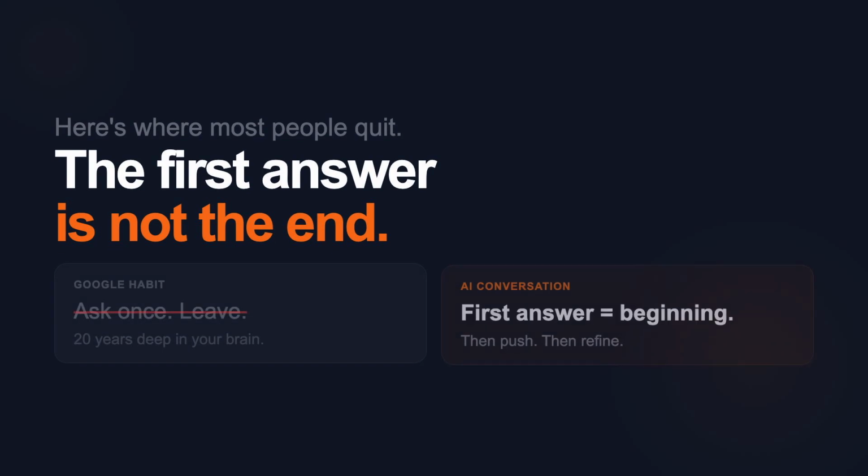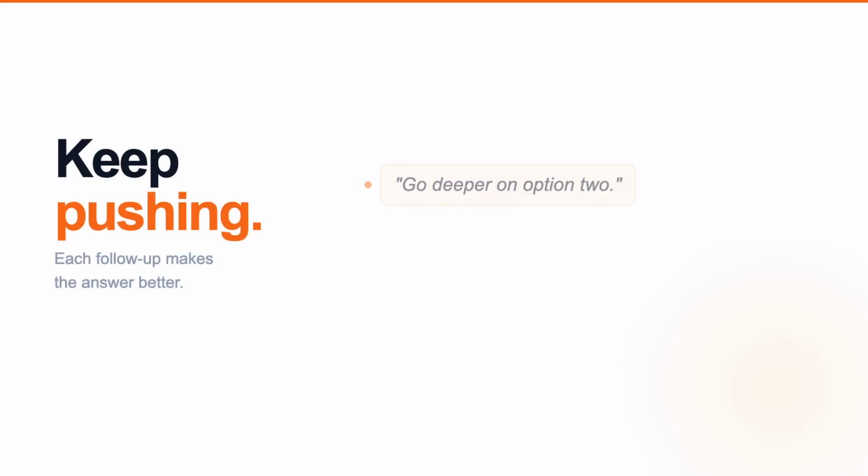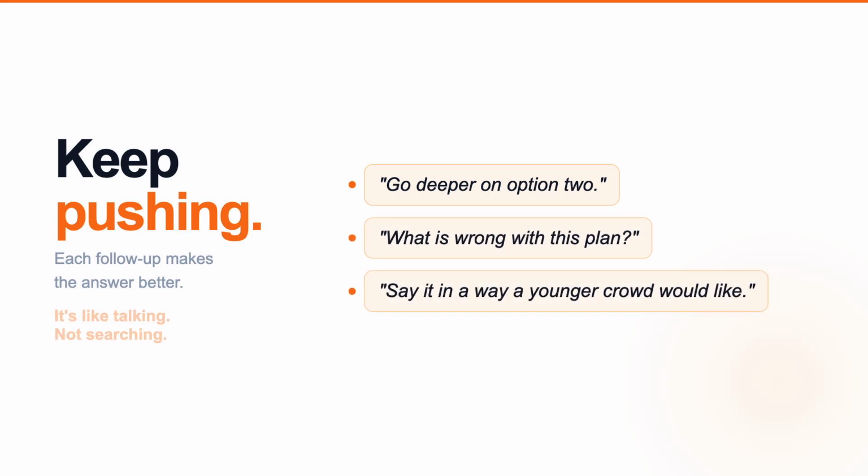But that's not all. Here is where most people quit, and they do not even know that is why they quit. With Google, you ask it once and you leave. That habit is 20 years deep. But with AI, the first answer is just the beginning, not the end. You need to ask it follow-up questions. For instance, go deeper on option 2. What is wrong with this plan? Say it in a way a younger crowd would like. Each question makes the answer better. It's like talking, not searching.